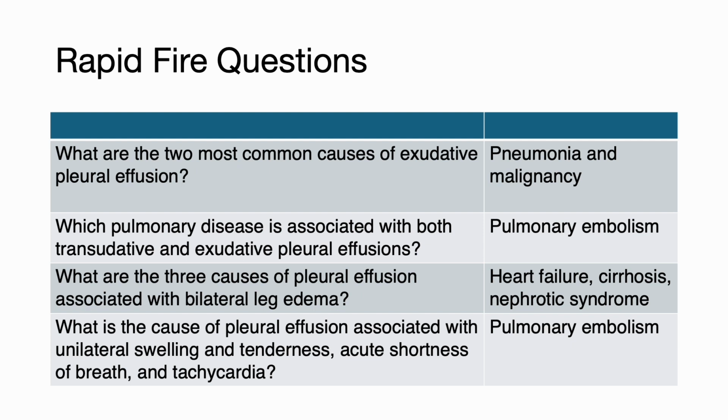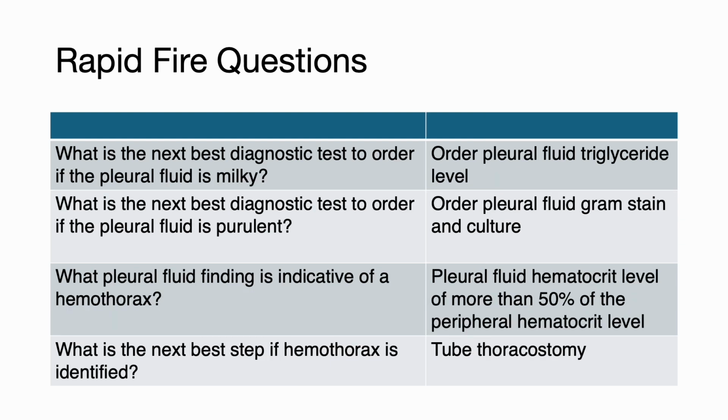Which pulmonary disease is associated with both transudative and exudative pleural effusions? Pulmonary embolism. What are the three causes of pleural effusion associated with bilateral leg edema? Heart failure, cirrhosis, and nephrotic syndrome. What is the cause of pleural effusion associated with unilateral tenderness and swelling, acute shortness of breath, and tachycardia? Pulmonary embolism. What is the next best diagnostic test to order if the pleural fluid is milky? Order pleural fluid triglyceride level.